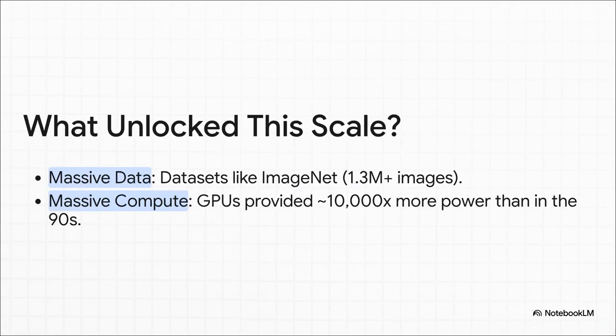So you have to ask, why now? What made all this scaling possible all of a sudden? It really boils down to two main things. First, massive amounts of data. For vision models, it was a dataset called ImageNet with over 1 million labeled images. For language models, it's been huge chunks of the entire internet. And second, massive compute power. The rise of GPUs, graphics cards, for general-purpose computing gave researchers something like 10,000 times more number-crunching power than they had just 15 years before.